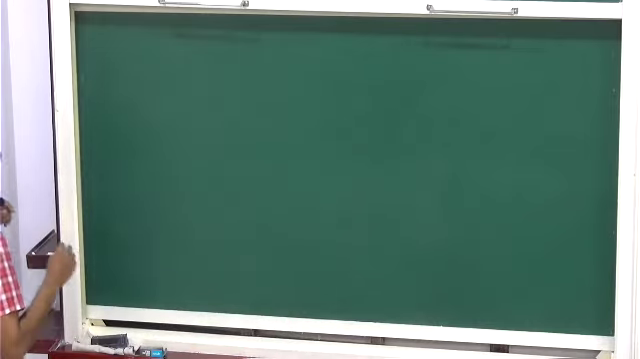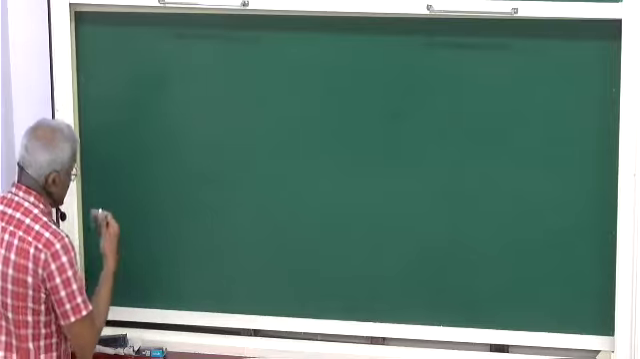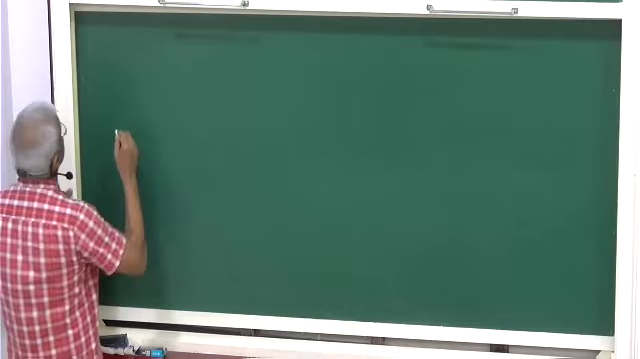So we defined probability space as follows. We defined a probability space and we defined conditional expectation, independence, and we looked at some examples. So let me recall the general definition of a general probability space.